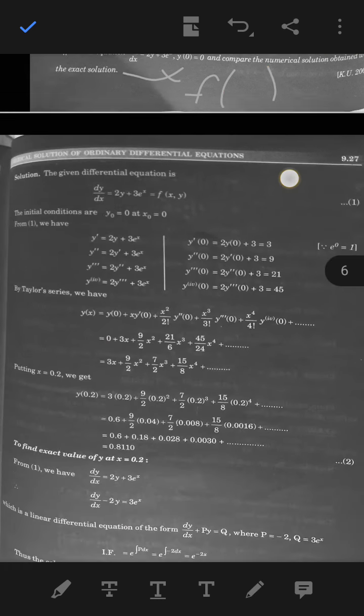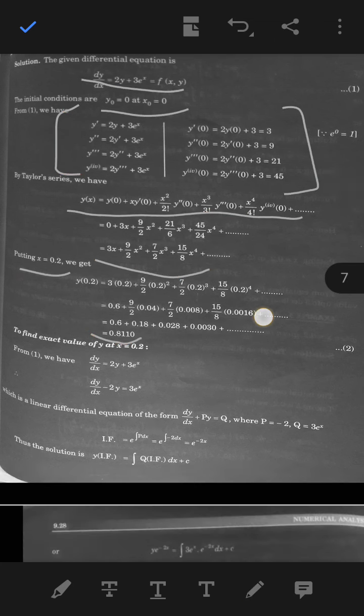In the next problem we will also discuss how to solve a particular problem by the Taylor series method. So our next problem is we are to obtain the approximate value of y at x equal to 0.2 for the differential equation dy by dx is equal to 2y plus 3e raised to the power x. So this becomes our function. Now the initial values are x naught 0, y naught 0, and again we are to compare the numerical solution with the exact solution. Look here, this is our given differential equation and these are our initial conditions.